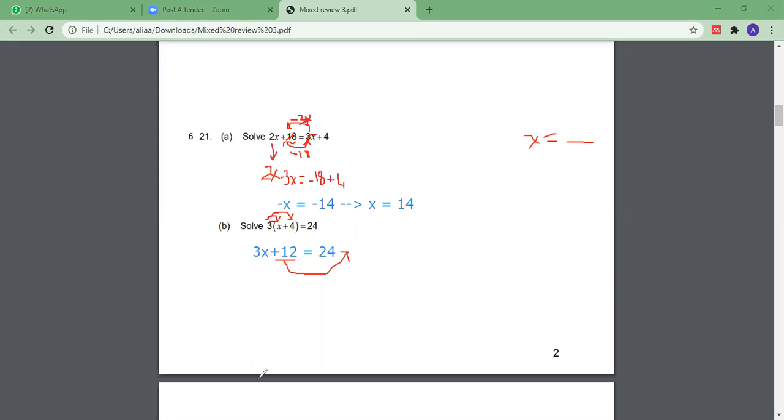Okay, so 3x will be equal to 24 minus 12. So 3x is equal to 12, and then I will move the 3. Since it's multiply, it will be division, and then x will be equal to 12 divided by 3, which is 4. Okay, let's see the next question.